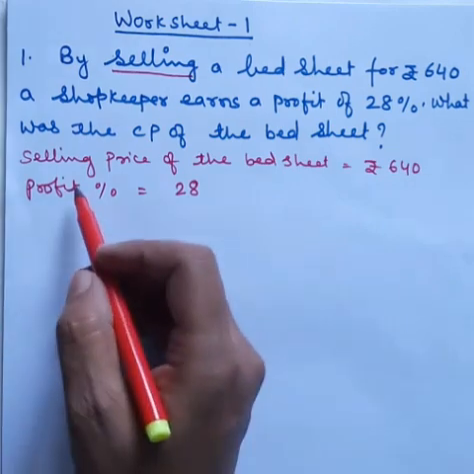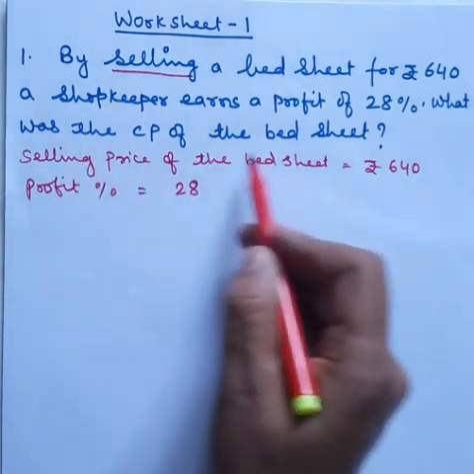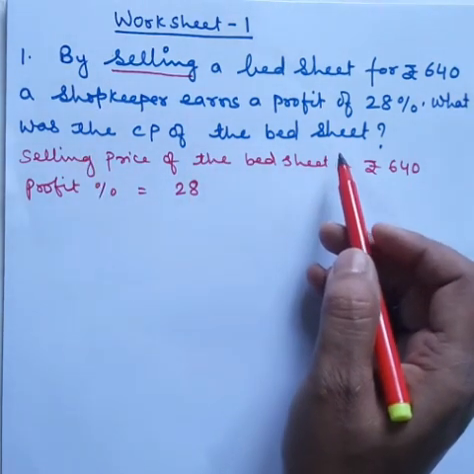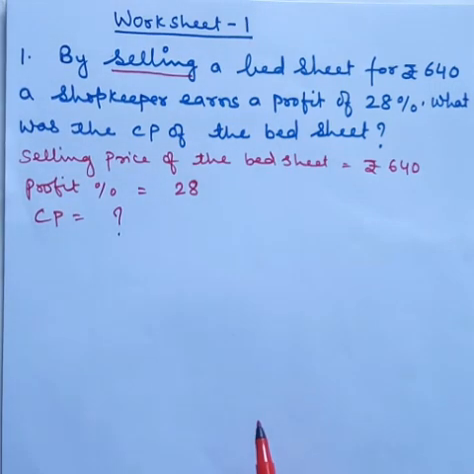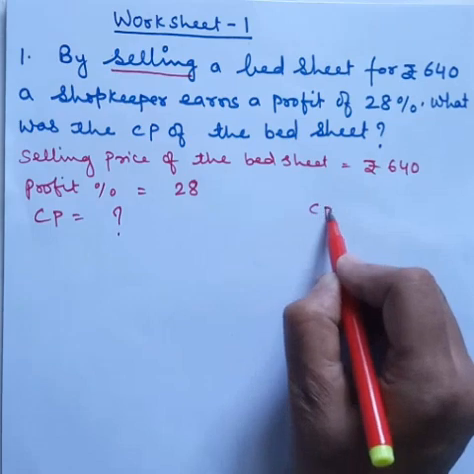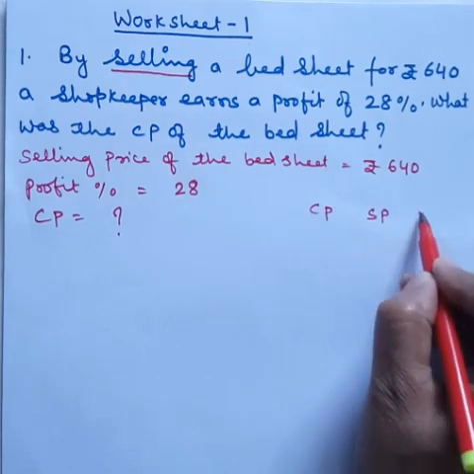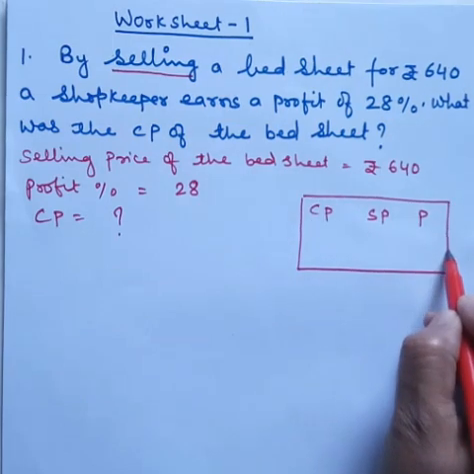Now see what does the question ask here. What was the CP of the bedsheet? You have to find out the CP. You don't know the CP, so this is to be taken out. How to understand this question? First you try to make the things clear. Let us make a table. CP, SP, profit. Then you will come to know how to take this question.